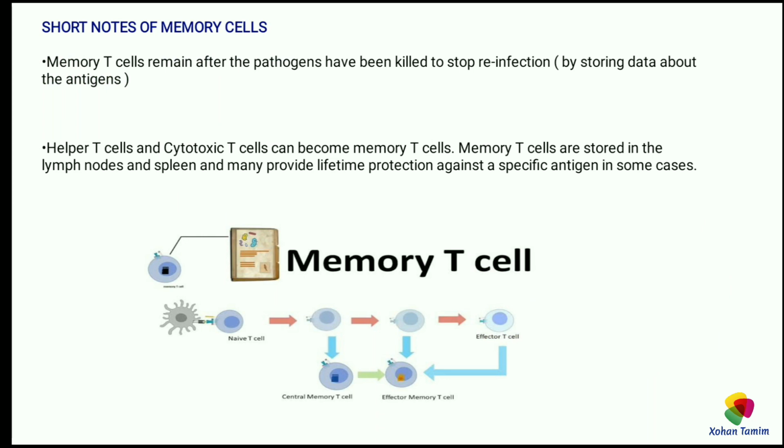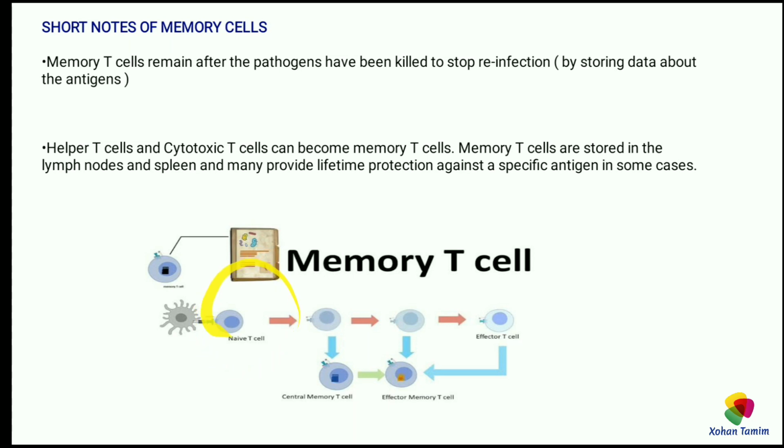Short note of memory cell. This is the last topic of my presentation. Memory T-cells remain after the pathogen has been killed to stop reinfection. Helper T-cells and cytotoxic T-cells can become memory T-cells. Memory T-cells are stored in the lymph nodes and spleen, and in some cases many provide lifetime protection against a specific antigen. The diagram shows memory T-cell.